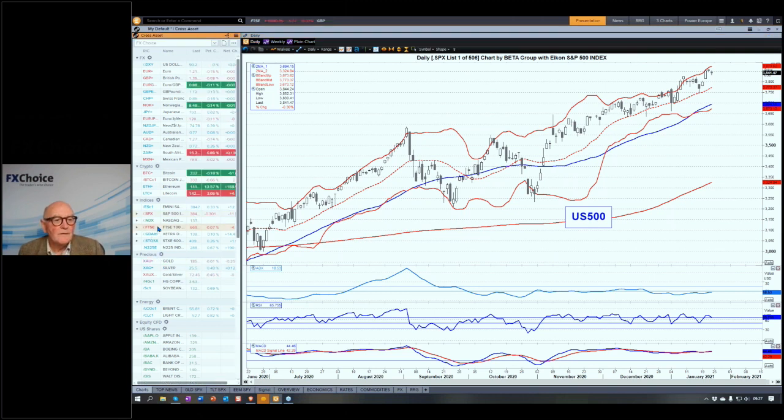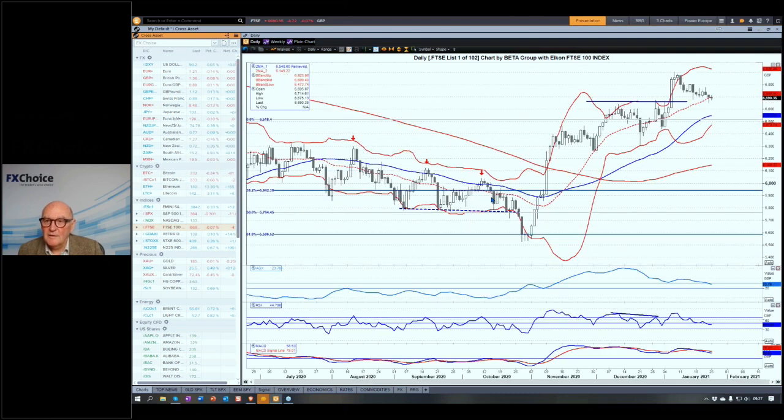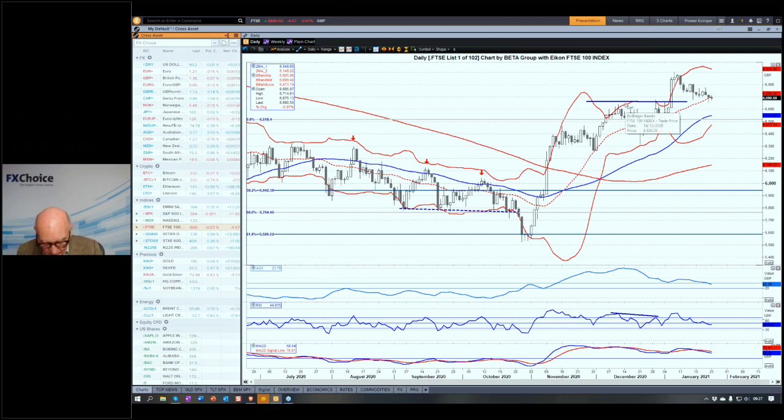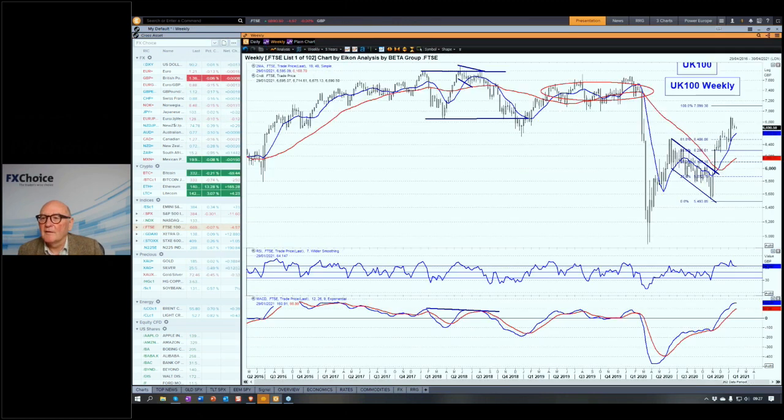FTSE is really disappointing, considering that it's got the benefit of the slight underperformance of sterling. But there is support at 6,550, that's for sure here. No, 6,550 here. So we've come back to retest that, and that should be enough to hold it and stop the sell-off developing into anything substantial.